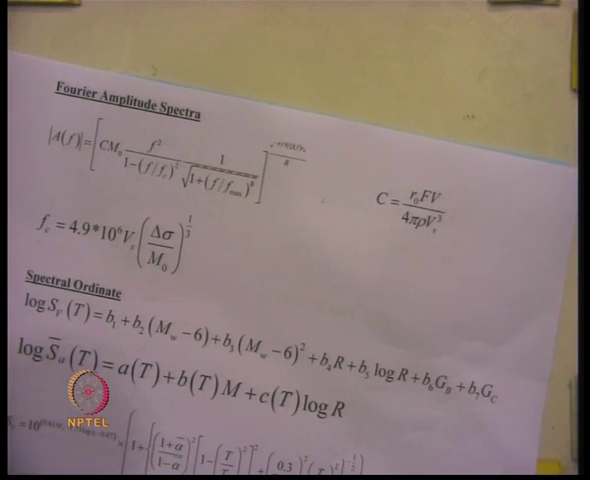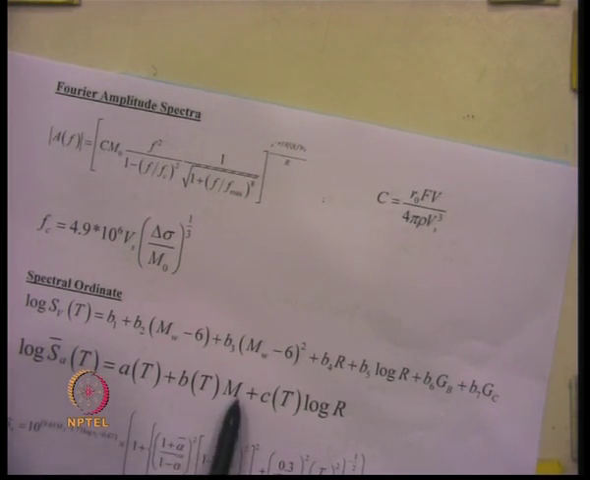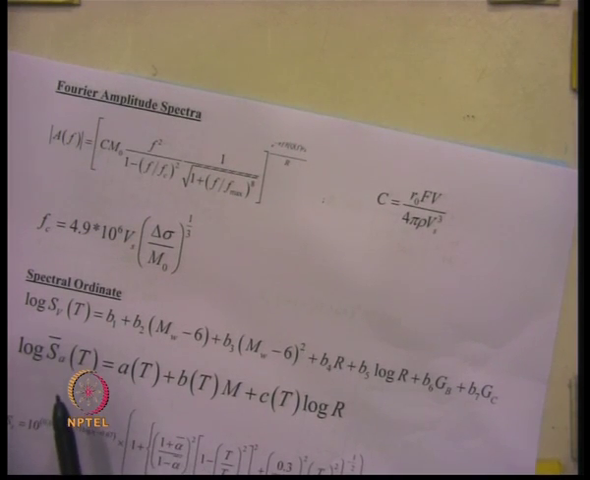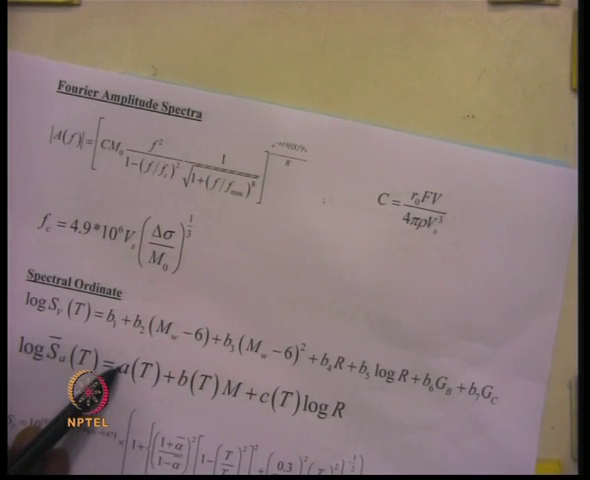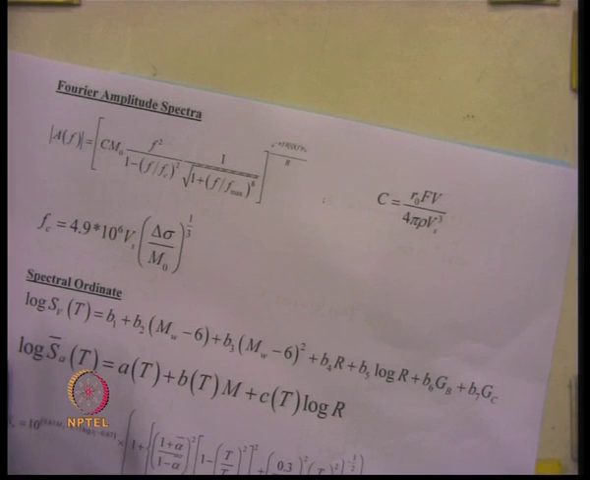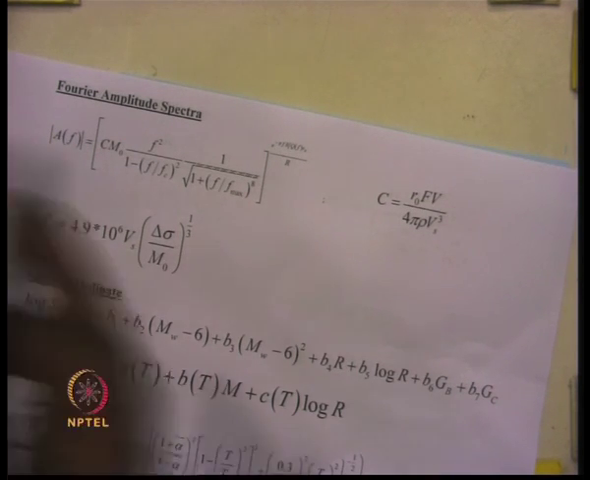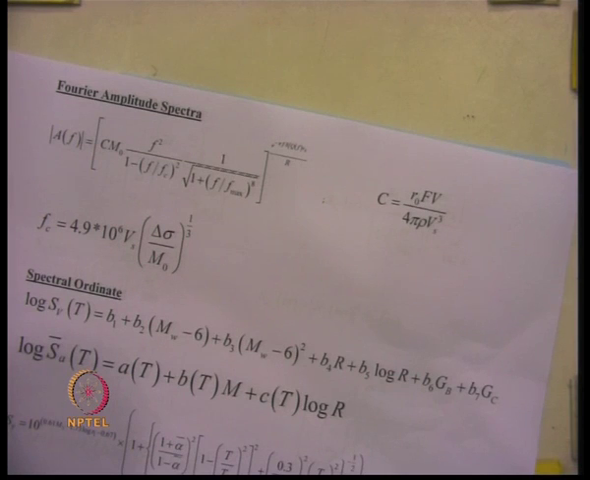Similarly, this equation is used for obtaining the acceleration response spectrum ordinate for different period T, and this is related to the magnitude of earthquake and the epicentral distance r. In this, A(T), B(T) and C(T) are again site dependent, and one has to find out these constants, and in some cases these A(T), B(T), C(T) are plotted. The plots are available with respect to the period T.